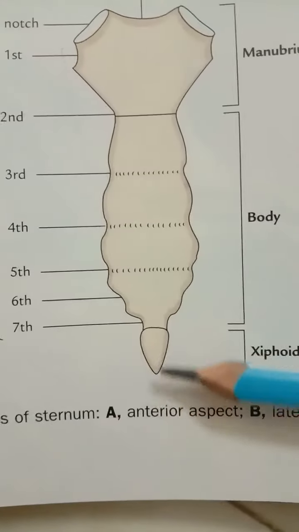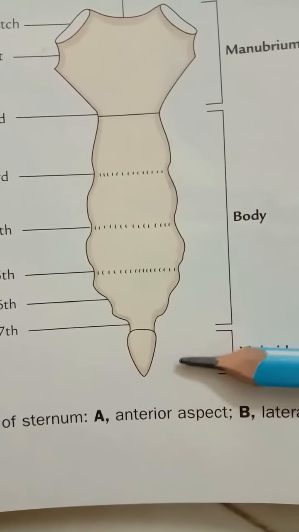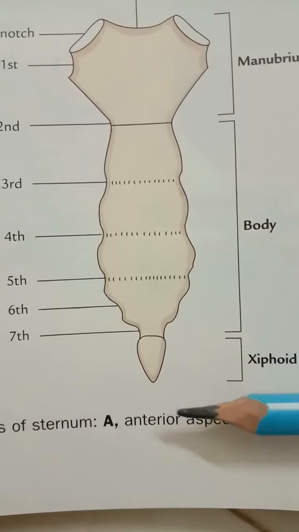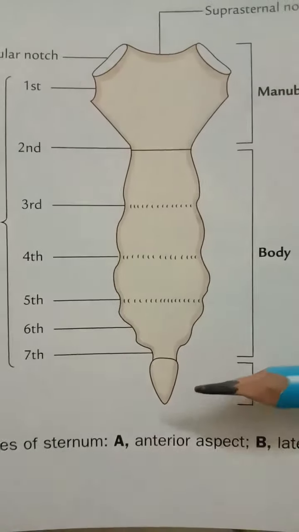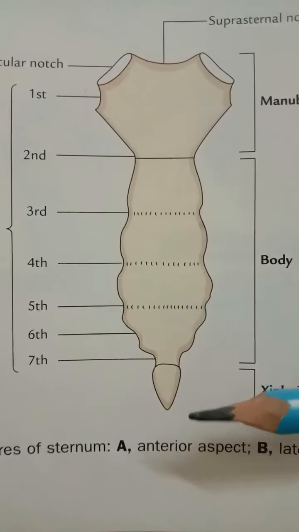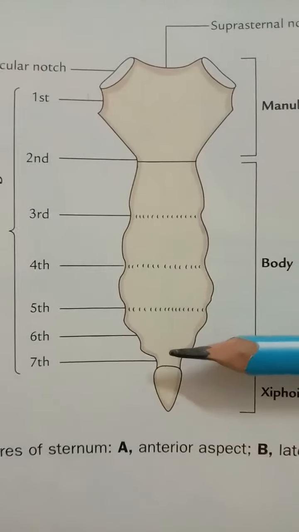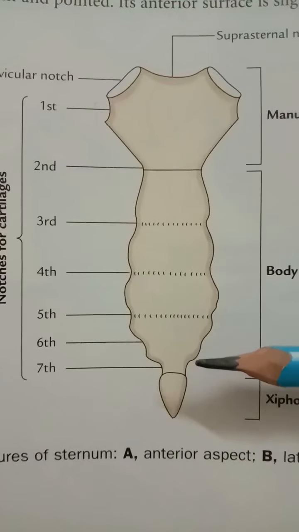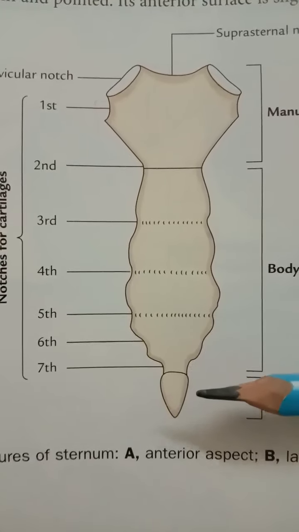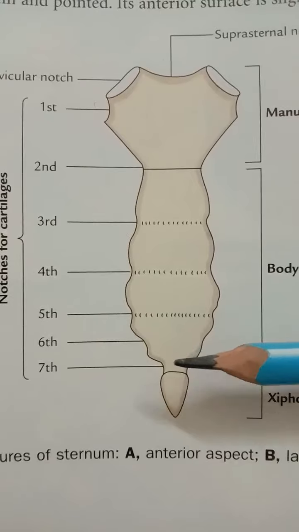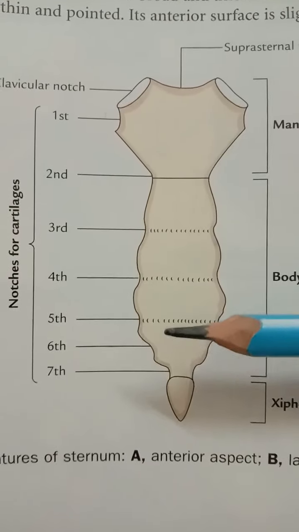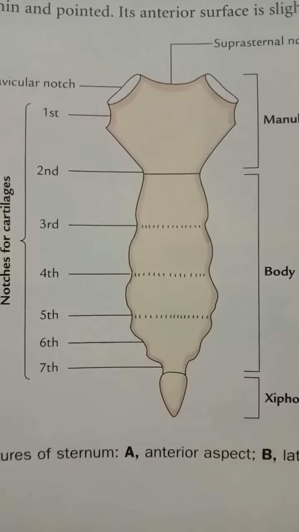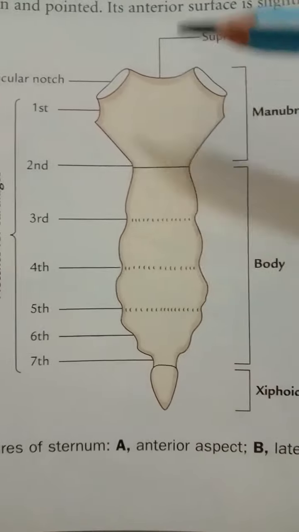So this one, the lower part. The xiphoid process is the smallest part of the sternum. It is first cartilaginous, but in the adult it becomes ossified near the upper end, and it varies greatly in shape. It may be bifid or perforated, and it lies in the floor of the epigastric fossa. So that is the sternum.